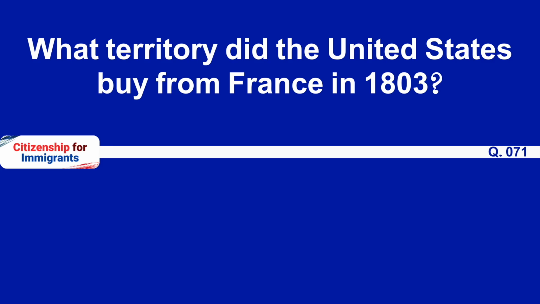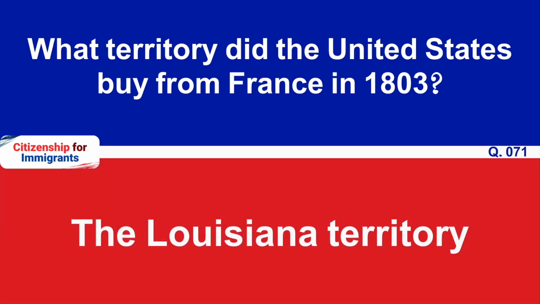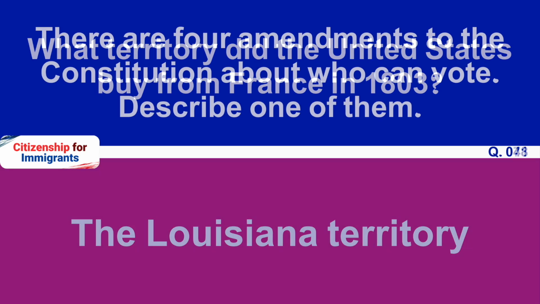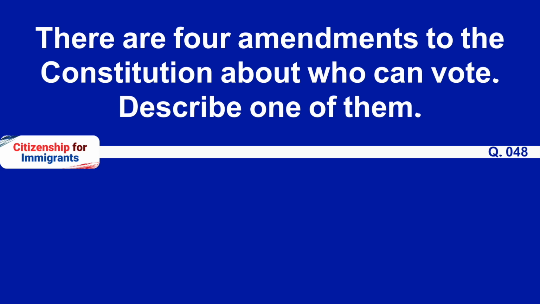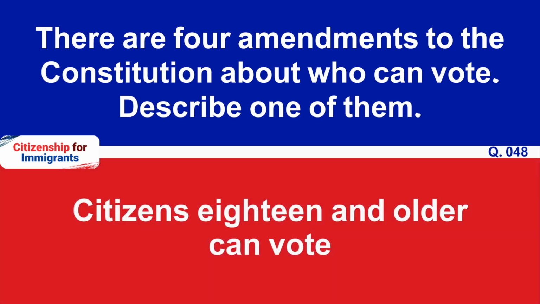What territory did the United States buy from France in 1803? The Louisiana Territory. There are 4 amendments to the Constitution about who can vote. Describe one of them. Citizens 18 and older can vote.